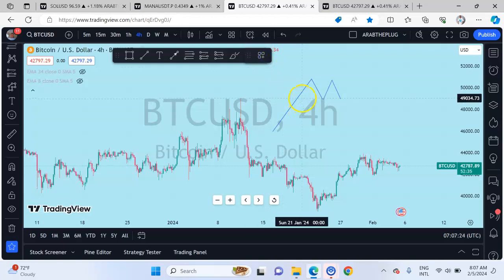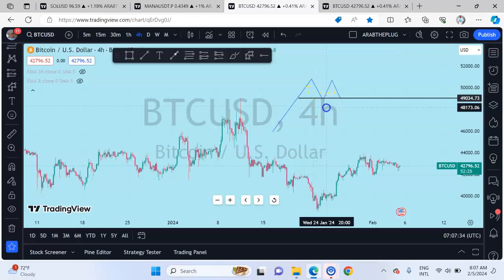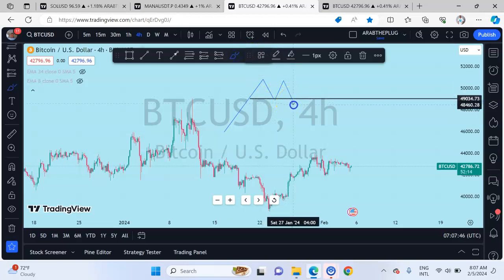Then we have something we call the neckline. Whenever a double top pattern is formed, this place where the market reverses to is what we call the neckline, and it also serves as a support. So how do you trade the double top pattern? It is simple. You wait for the break of this neckline. You wait for a situation where this neckline will break. Then most times you wait for a pullback and enter a short.